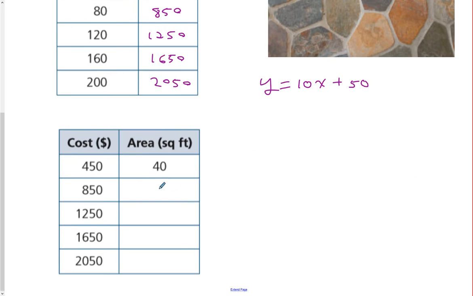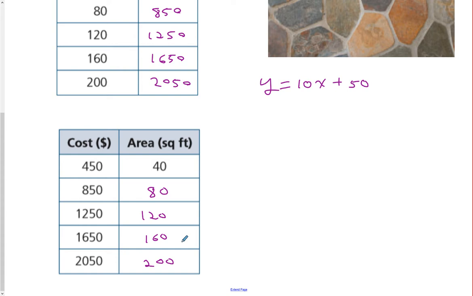Okay, so let's fill those in. We know 850 is 80. We know 1250 is 120. We know 1650 is 160. And we know 2050 is 200 square feet. So essentially it's the same problem, but we've swapped the x's and the y's in our table of values. And so this is going to look a little different when we graph it, because now our cost would be on the x-axis and our area would be on the y-axis.